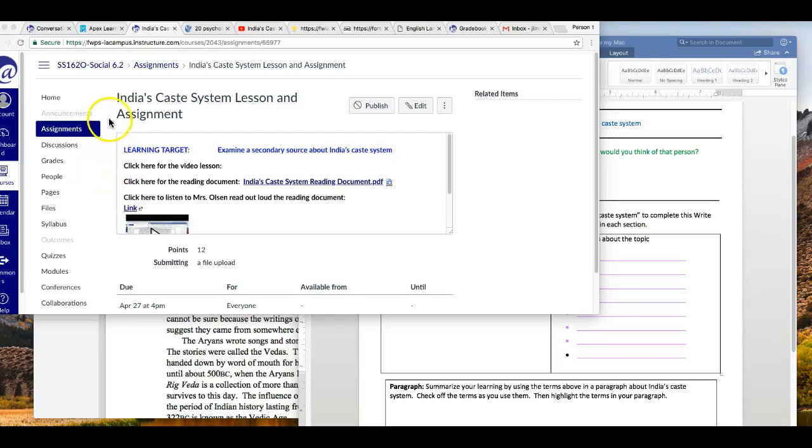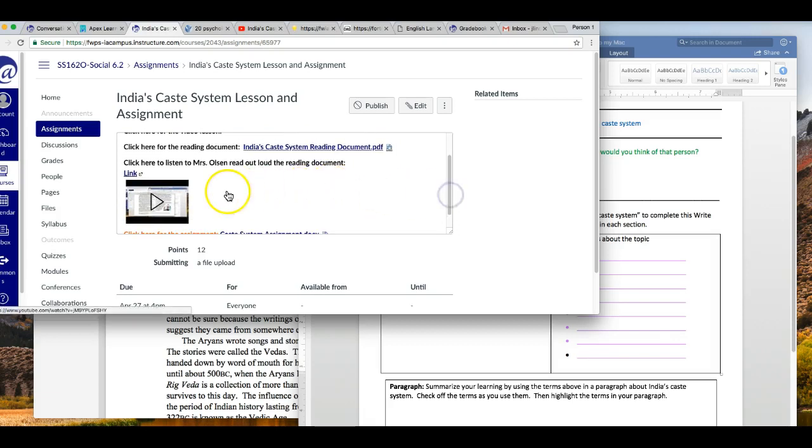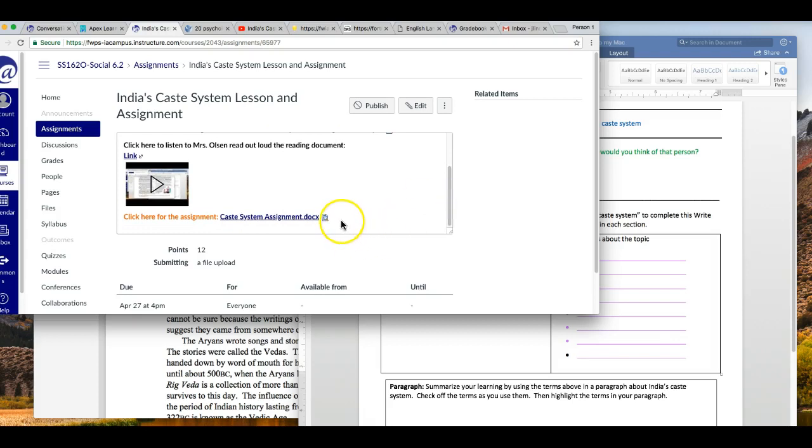Today's lesson is on India's caste system. First I am starting in the course module in the lesson and assignment. And as always, the learning target is here. You have a link for the reading document. In this one, I actually created a video to read out loud the reading document. So if you want to use that, you can follow along. And I also define a few words in there as I read. And then, of course, you have your link for the actual assignment.